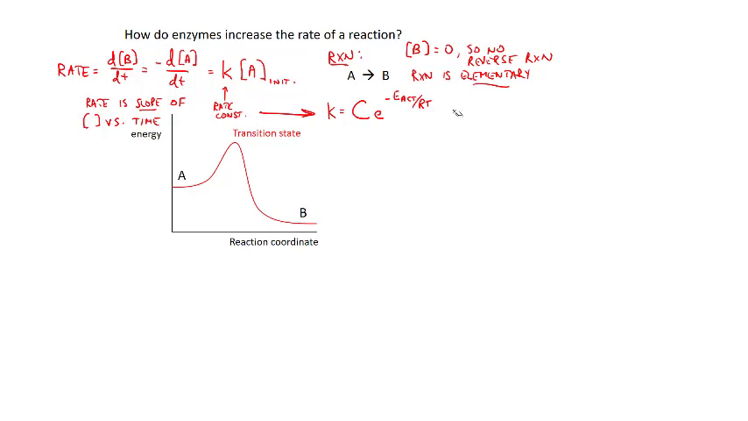So what is this E_act? E_act is the difference in free energy between the reactants and the transition state. What's the transition state? So the transition state is equal to the highest energy point in our reaction.